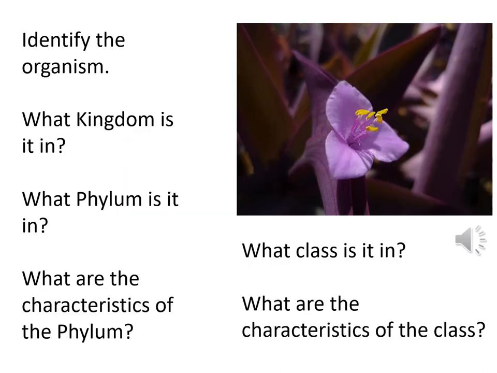Like last week's lab exercise, there's a surprising amount of information contained on the handout. We could ask you to identify parts of the flower and the functions of the flower. We could ask you to identify the organism. What kingdom is it in? What phylum is it in? What are the characteristics of the phylum? What class is it in? What are the characteristics of the class? There's actually a surprising amount of information in here. Be sure to study for the lab exam coming up soon, not next week, but soon.